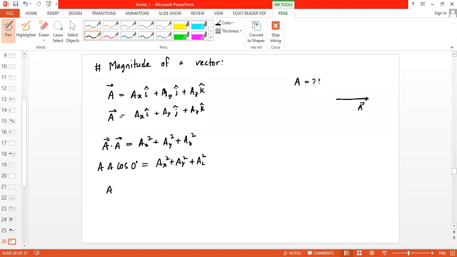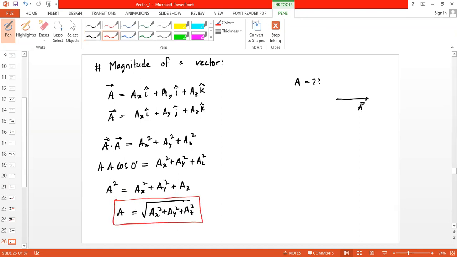So that means A square is equal to ax square plus ay square plus az square, or the magnitude of vector A is equal to the square root of ax square plus ay square plus az square. Okay, so this is the magnitude of the vector A. That means if a vector is given this way, axi plus ayj plus azk, the magnitude is nothing but the square root of the summation of the square of each of the components.